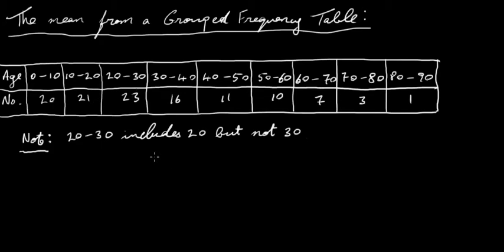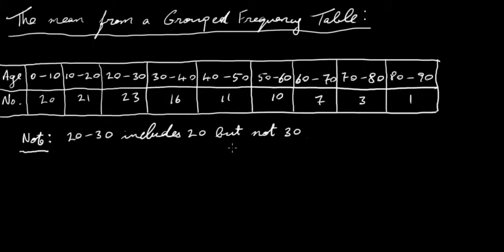Now you can see here that we have a 10 in this column and a 10 in this column. We have a 20 in this column, a 20 in this column. So I'm just saying down here that, for example, 20 to 30 will include the 20. So if you're 20 years of age, you'll go into this column here. But if you're 30 years of age, you're not in this column, you're actually in this column here. There's a 30 here and here. So it's important to read this note underneath these frequency tables.